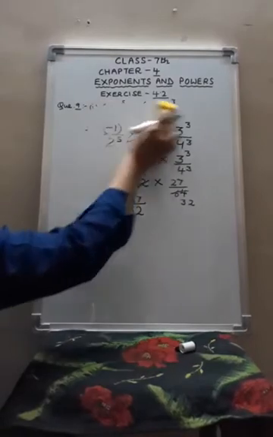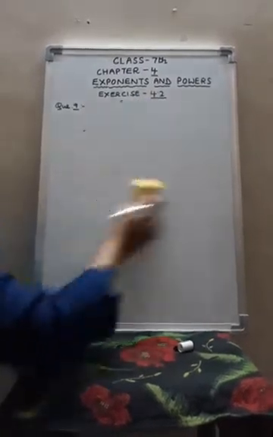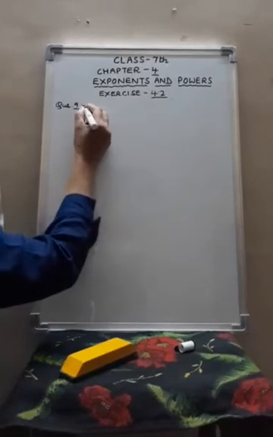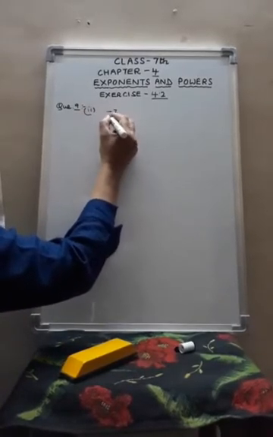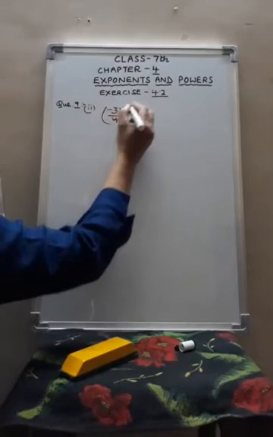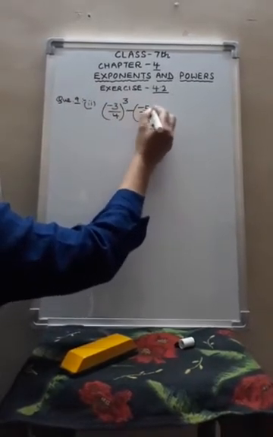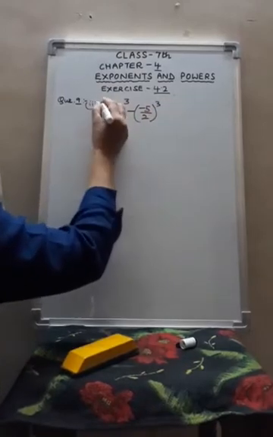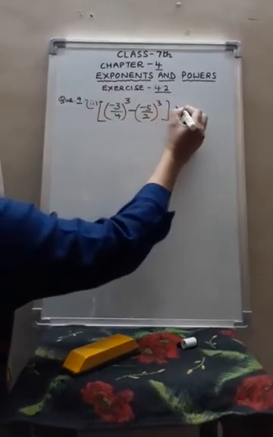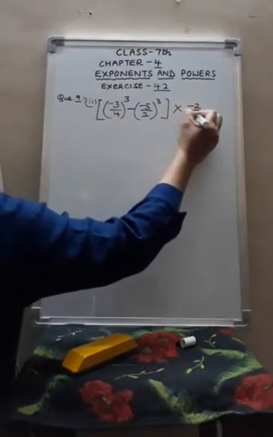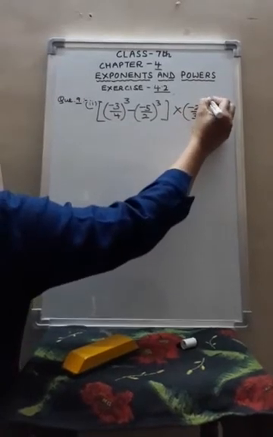Now the second part of question number 9. Again you have to simplify. See children, this is the question. Minus 3 upon 4 whole power 3 minus (5 upon 2) whole power 3, bracket close, multiply by (minus 2 upon 3) to the power 4.